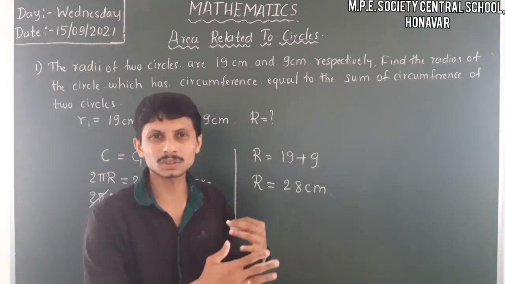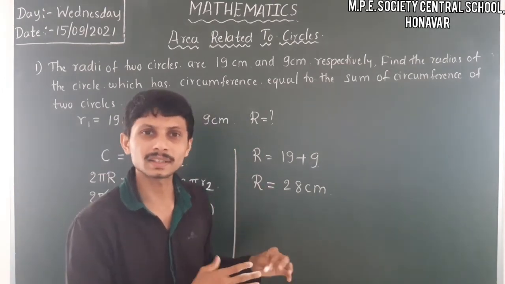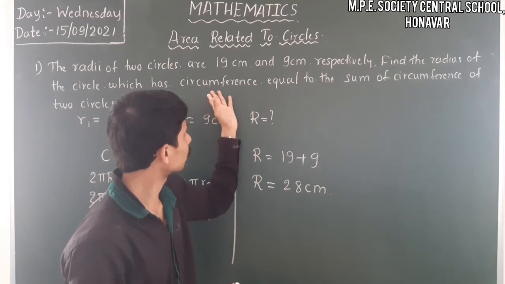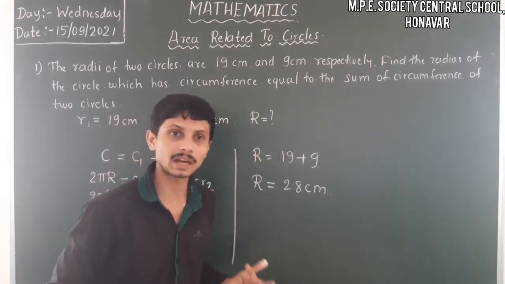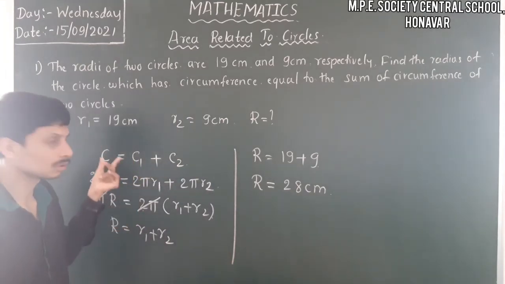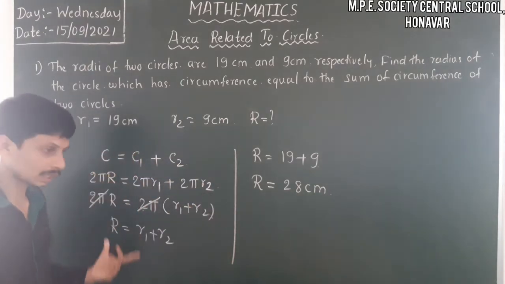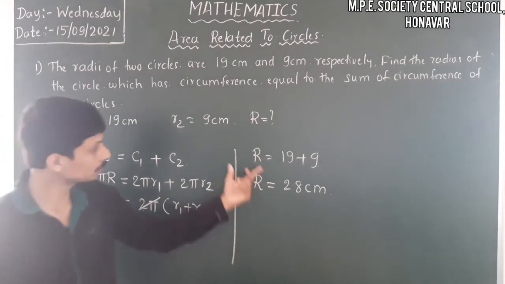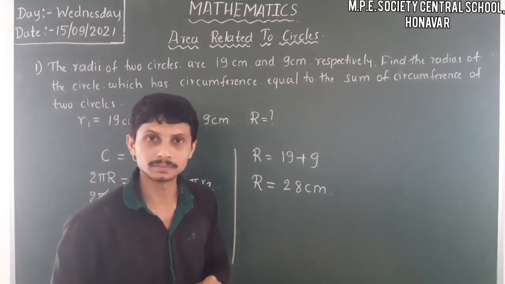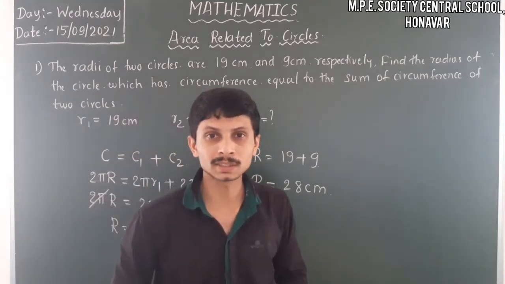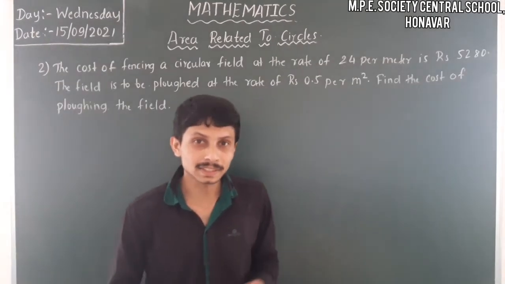So some of the questions are similar like that. When it is given area instead of circumference, at that time also we have to do the same thing. Area is equal to A1 plus A2. So firstly we have to simplify, then we have to find the value of the radius. So let us move on to the next problem. Yes, let's take the next problem.